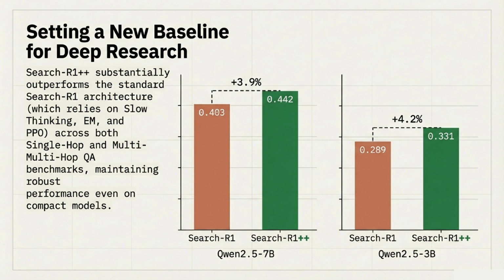When we test this, the results are fantastic. Search R1++ substantially outperforms the standard Search R1 architecture, which, remember, relied on slow thinking, EM, and PPO. It maintains robust performance even on compact models, giving us a 3.9% boost on the Qwen 2.5-7B model, and a 4.2% boost on the 3B version.